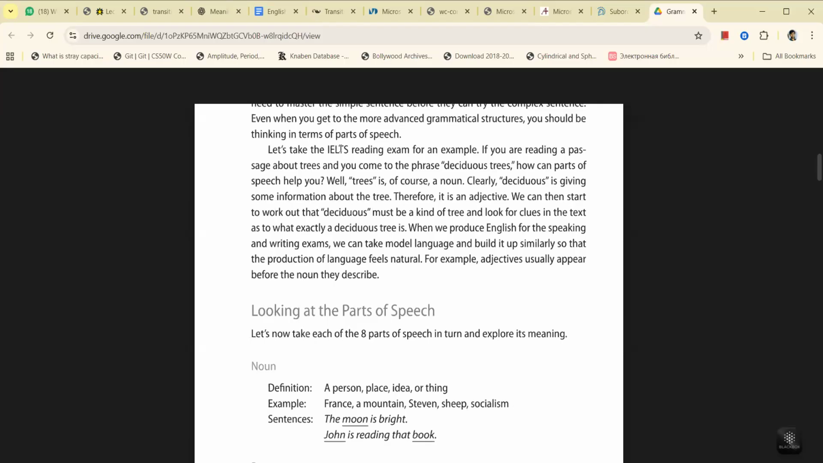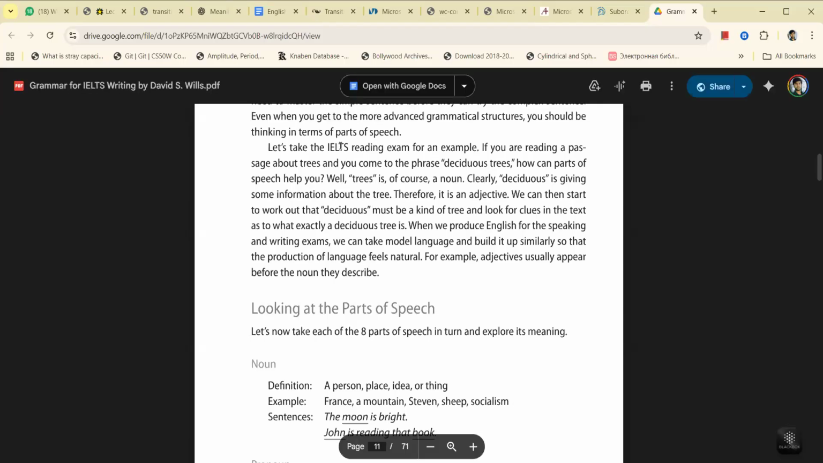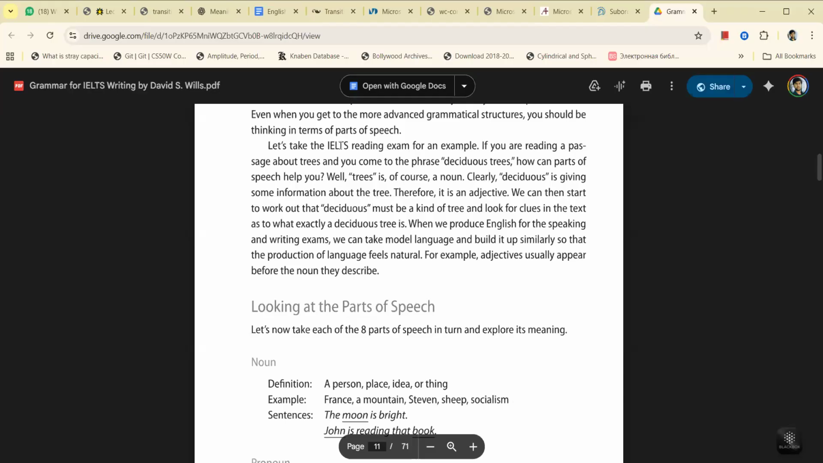Let's take the IELTS reading exam as an example. If you are reading a passage about trees and you come to the phrase deciduous trees, how can parts of speech help us? Well, trees is of course a noun, and clearly deciduous is giving us information about the tree. Therefore, it is an adjective. We can then start to work out that deciduous must be a kind of tree, and look for clues in the text as to what exactly a deciduous tree is.